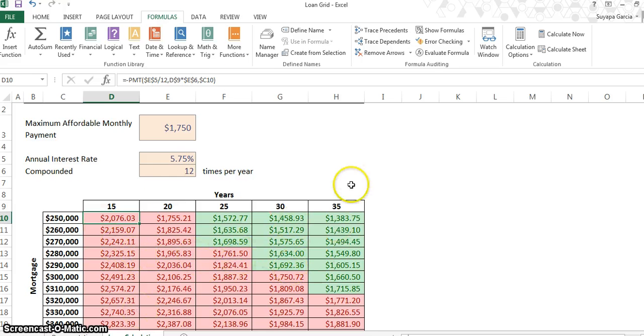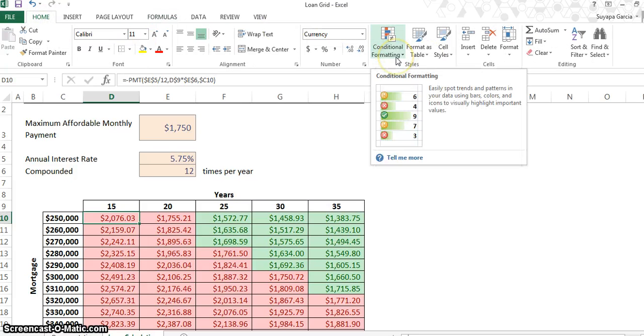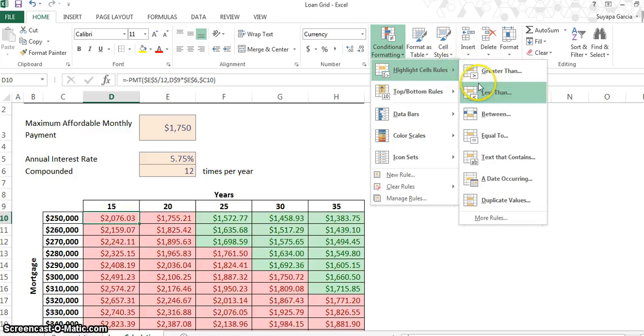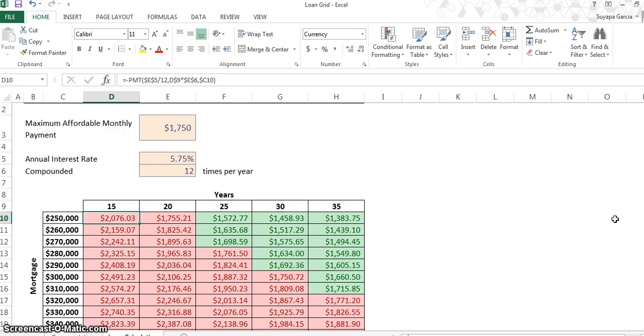And I went ahead and conditionally formatted the cells because I wanted to highlight the ones that were less than and greater than the 1750, which is E3 right here. I filled them out with green and red. It was not so easy, but I was able to figure it out.